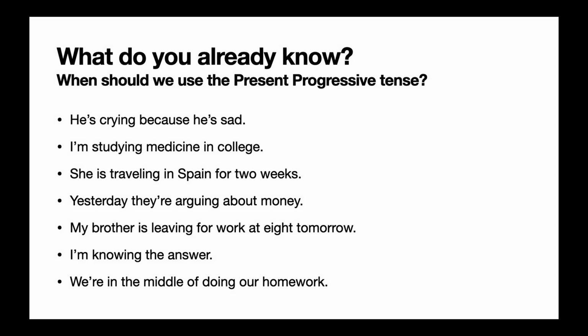Now that you know what the present progressive tense looks like, when should we use it? Take a look at these sentences and see if they are okay. He's crying because he's sad. I'm studying medicine in college. She's traveling in Spain for 2 weeks. Yesterday they're arguing about money. My brother's leaving for work at 8 tomorrow. I'm knowing the answer, and we're in the middle of doing our homework. Do all of these sentences seem okay to you?